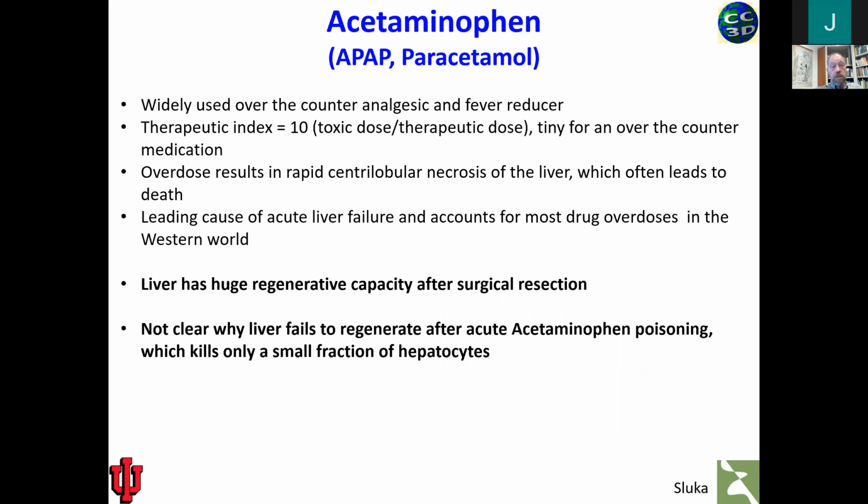And this is a bit surprising because if I were to surgically remove 75% of your liver, it would grow back in a few weeks. You wouldn't even know that it had been done. In the case of acetaminophen, the direct insult to the liver from the poison only kills about 15–20% of the cells in the liver, and yet your liver goes on to fail completely. And that's a bit mysterious. Why is the liver not able to recover from an acetaminophen insult? It's able to recover from a surgical insult.